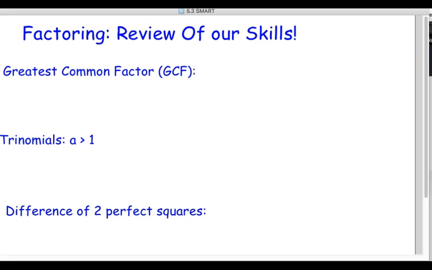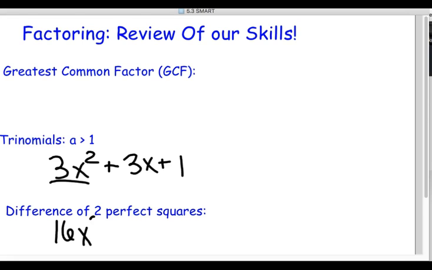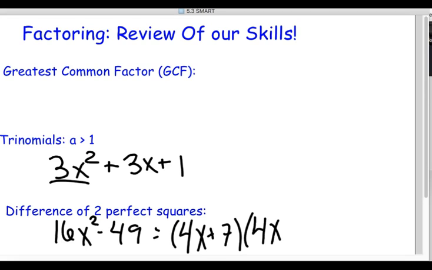If you had a trinomial with a bigger than 1, the only difference is, what would that parenthesis have to start with? Not x and x, but 3x and x. So that affects it. Difference of two perfect squares: if you had 16x squared minus 49. So difference of two perfect squares. 4x. Good. Remember, if there's no middle and you're subtracting two perfect squares, 16 comes from 4x and 4x. Whenever you multiply to a negative, you have opposite signs. 49 comes from 7 and 7. So that's what makes the middle go away.